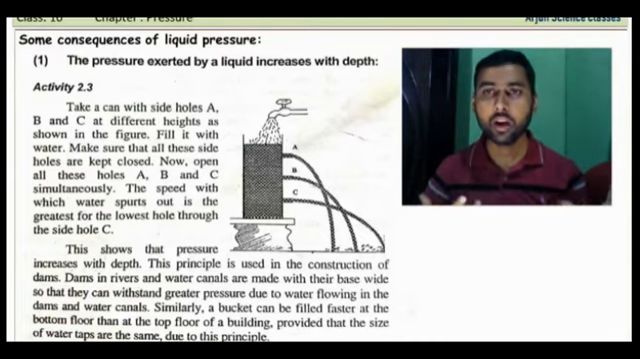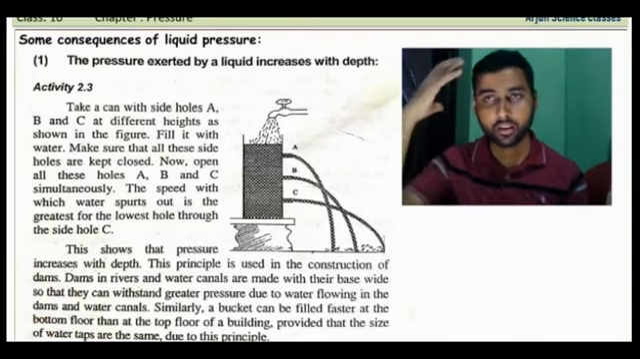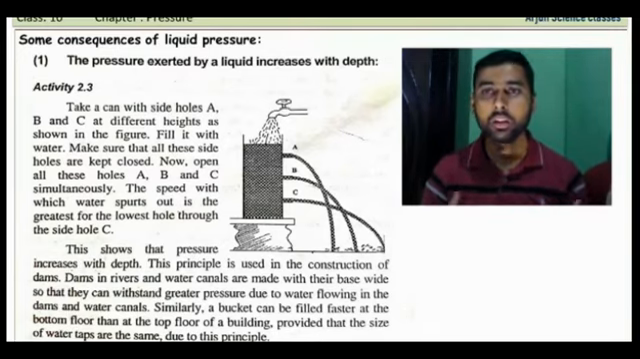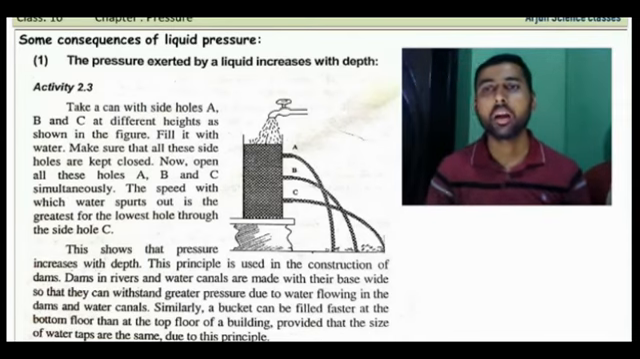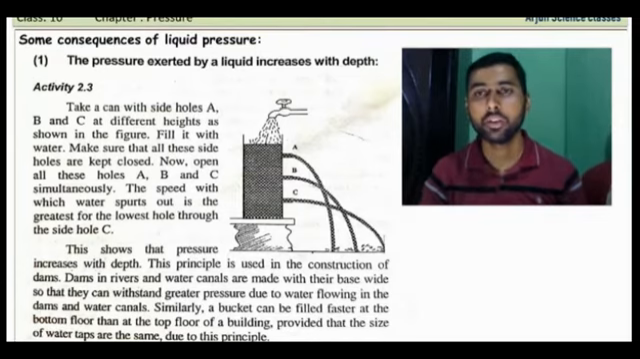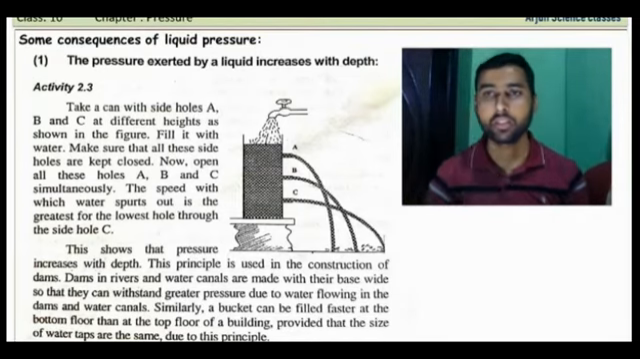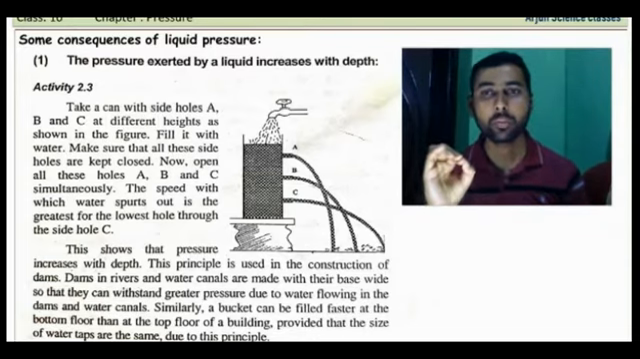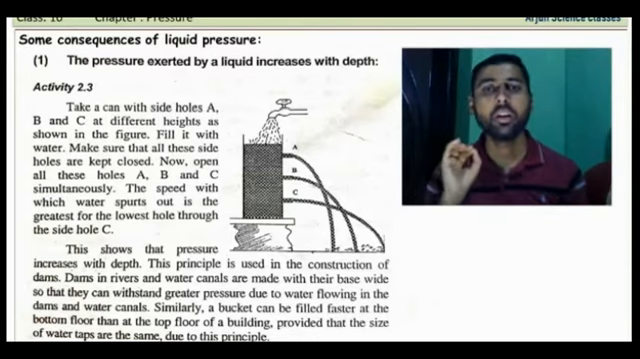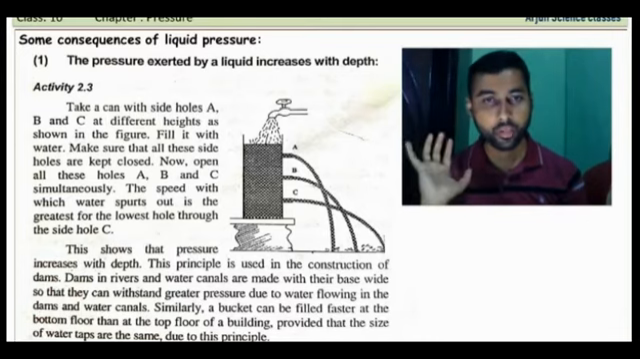In our body, the blood pressure is more at the feet than at the brain. The pressure of the blood in the feet is more in comparison to the brain because the height of the blood column, or the liquid column, above the feet is more in comparison to the brain. Same reason. So the liquid pressure is directly proportional to the height of the liquid column.